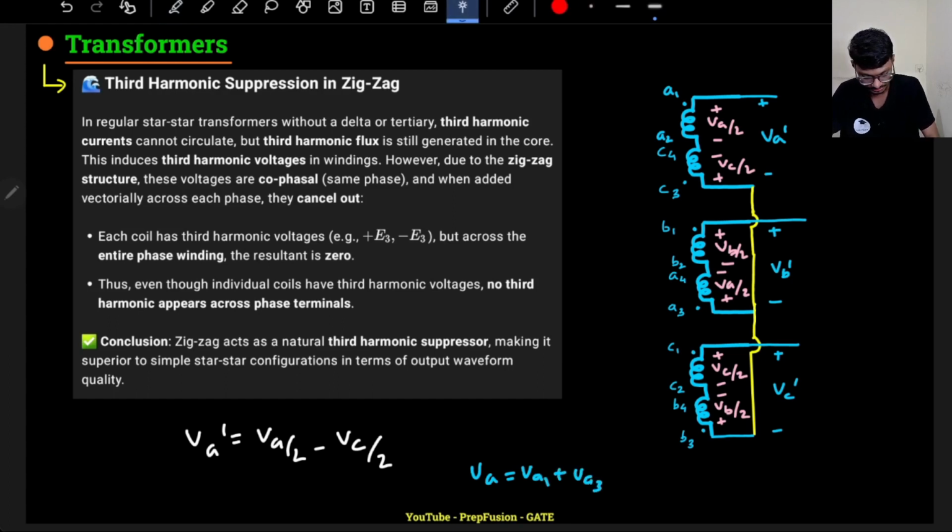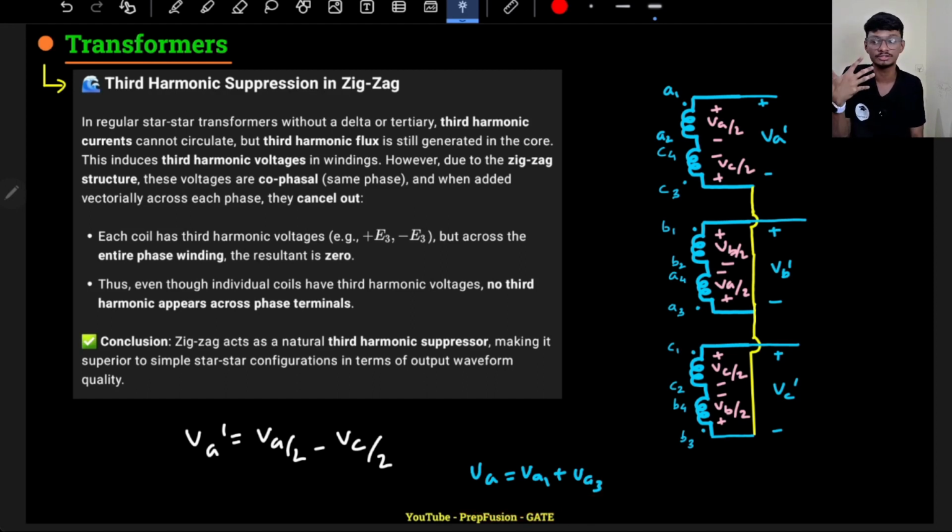Now in zigzag, what happens? The phase voltage is not VA, it is VA dash, and VA dash is a combination of two phase voltages, each half. So VA dash is VA by 2 and VC by 2. This we have discussed in the three-phase transformer lecture. The advantage is that the phase voltage VA dash is free from third harmonics. Why? Because I am doing a subtraction, so the common component is cancelled out, so the zero sequence component automatically gets cancelled out. So that is the advantage of a zigzag.